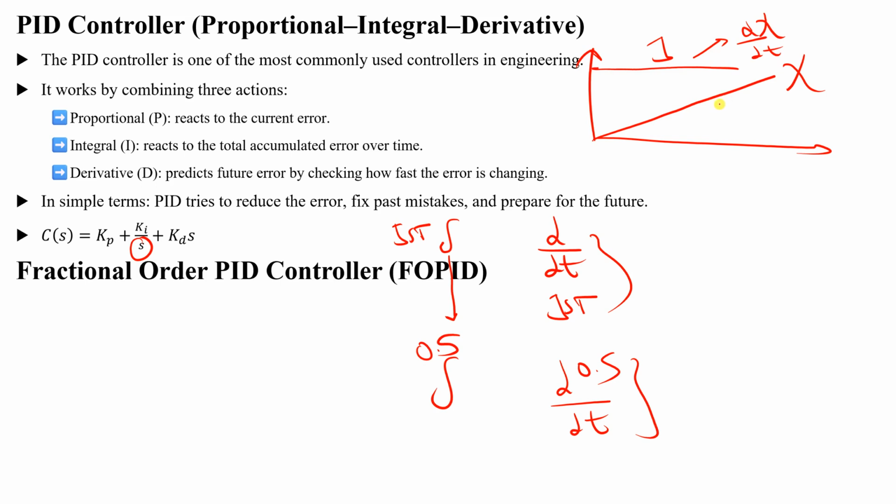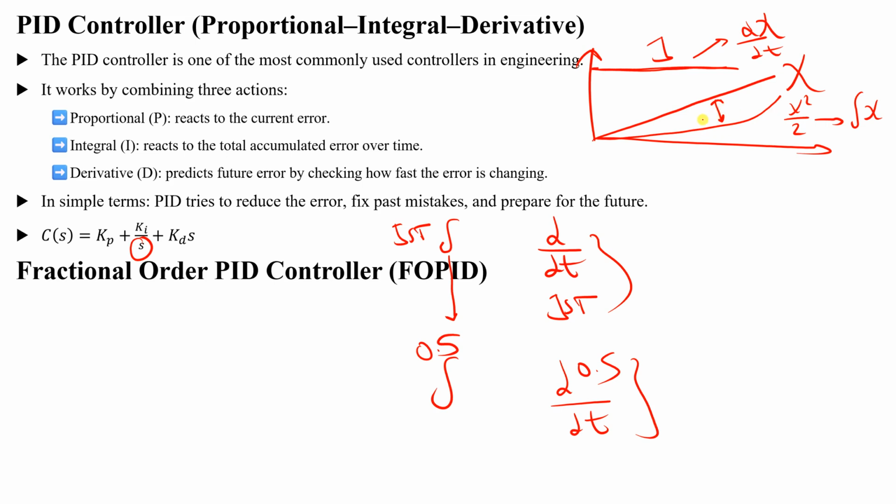Now, if we take its integration, it will be x squared over 2. This one represents the integration, or first integration, of x. So we have derivative and we have integration. Now, between these, we can find the fractional integral.